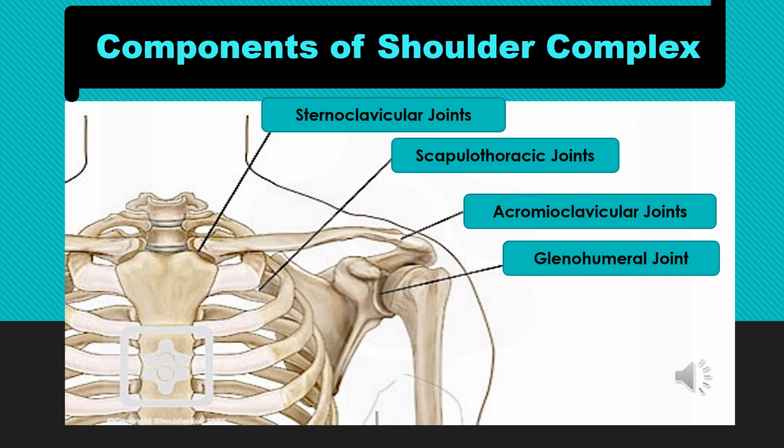So the first one is the sternoclavicular joint, that is a joint between sternum and clavicle. The second one is the scapulothoracic joint. It is a joint between scapula and the thorax. Then the acromioclavicular joint, that is a joint between acromion and clavicle. And the glenohumeral joint, the most important one, that is a joint between humeral head and glenoid fossa.